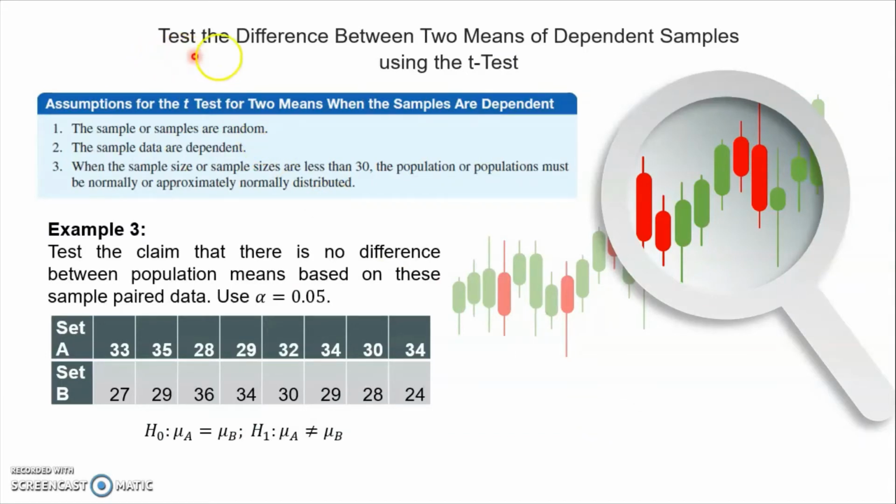Objective number 3. Test the difference between two means of dependent samples using t-test. The assumptions are similar to objective number 2. Now, refer to example 3. Test the claim that there is no difference between population means based on this sample pair data, and the alpha is 0.05. So similar to example 2 and 1, we have this hypothesis, and by using this data, we can use the tool pack just now to find the critical and test value and make the decision.